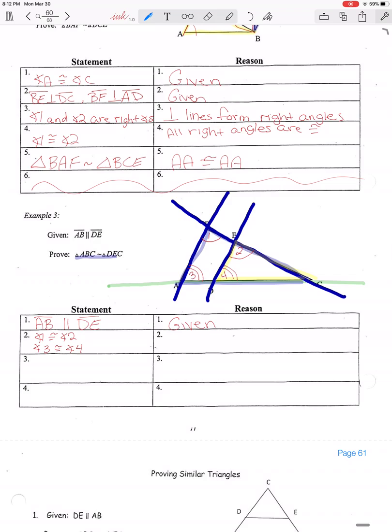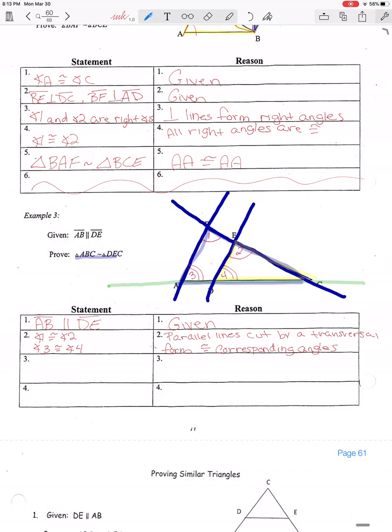So, parallel lines cut by a transversal form congruent corresponding angles. So we could really end there. We have our angle, and we can move on.